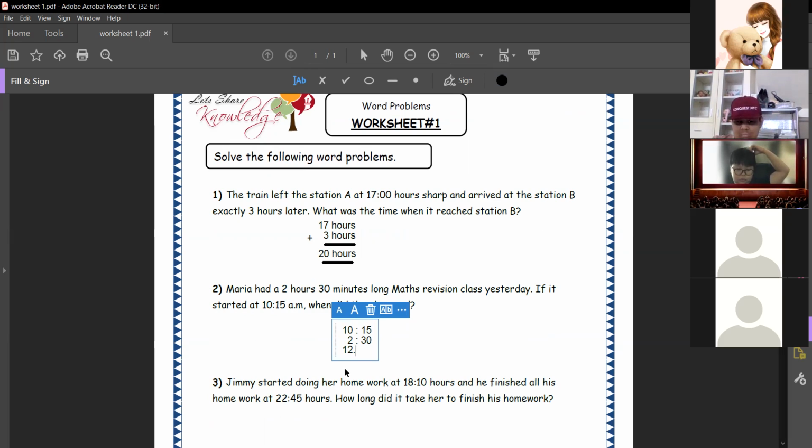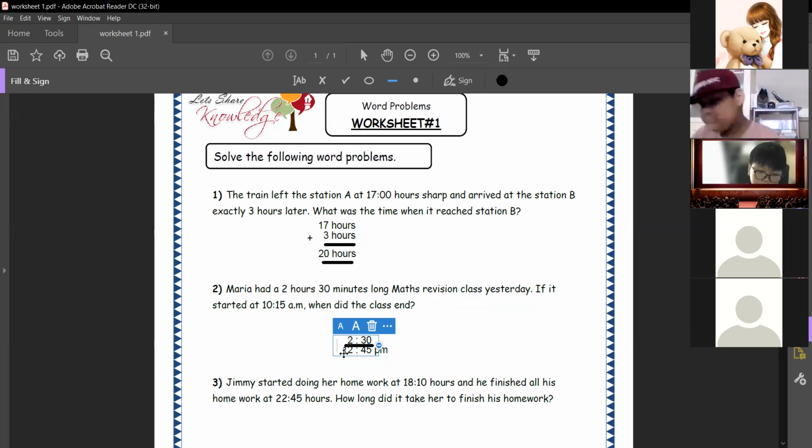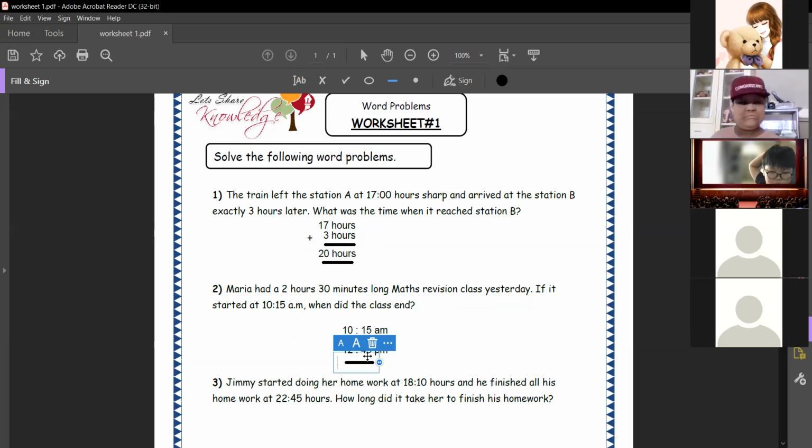So what time does the class end? 12:45 p.m. Of course p.m., because the class started at 10:15 a.m. The duration of the revision class was 2 hours 30 minutes. So when you add 10:15 with 2 hours 30 minutes, you should get 12:45. Understand or not? Who still doesn't understand how to solve this problem, class? Who still has difficulties on this?